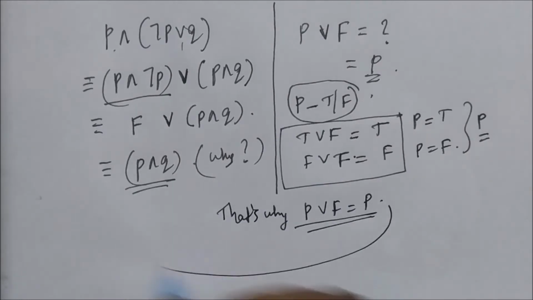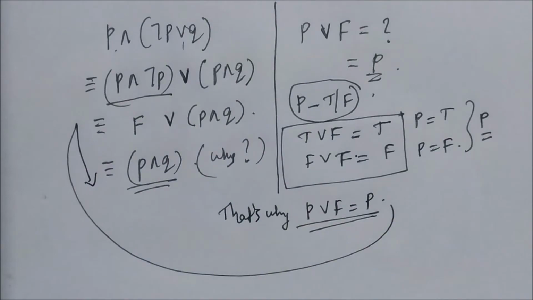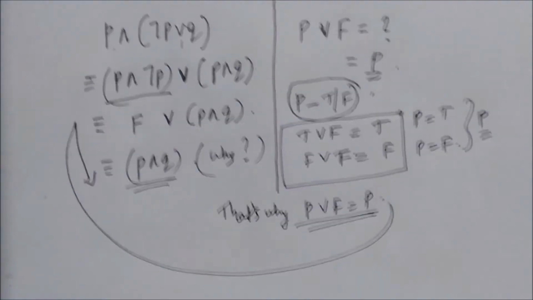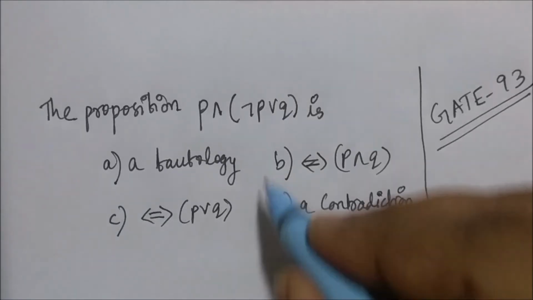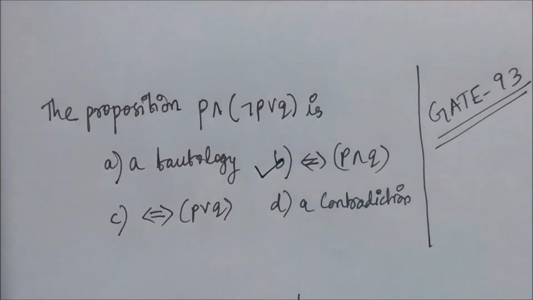Alright, so now our answer is that the proposition P and (not P or Q) is equivalent to P and Q, the option B.